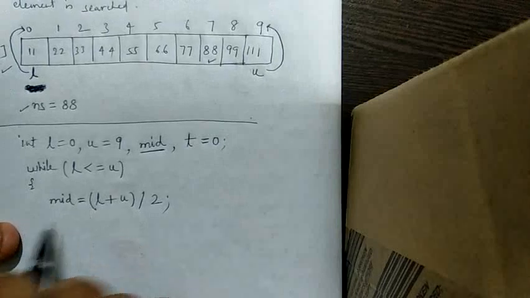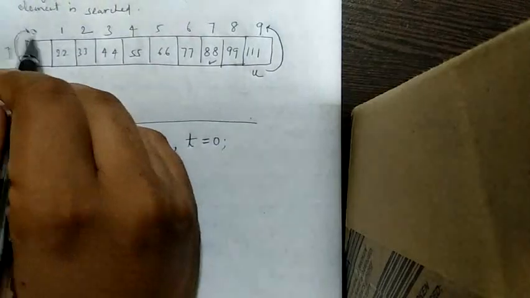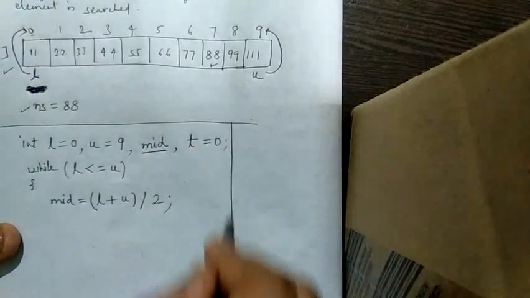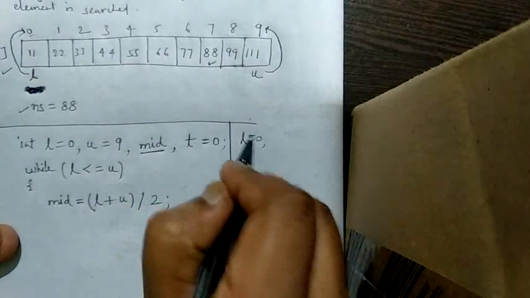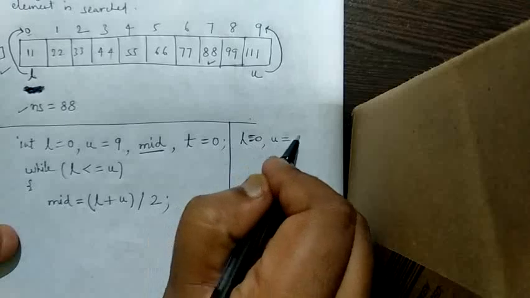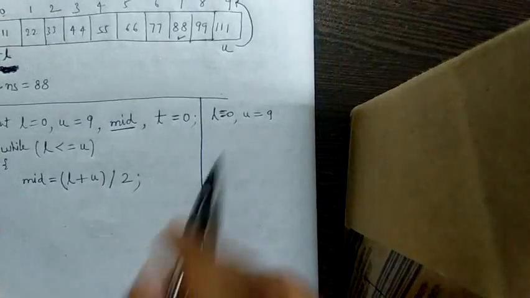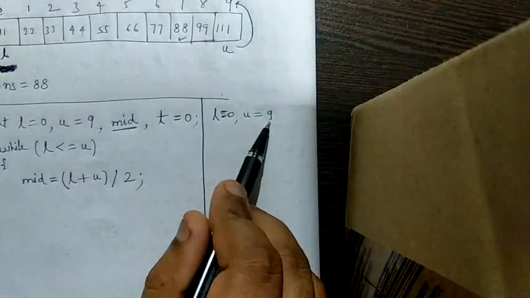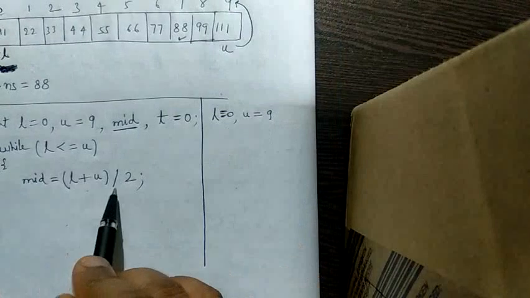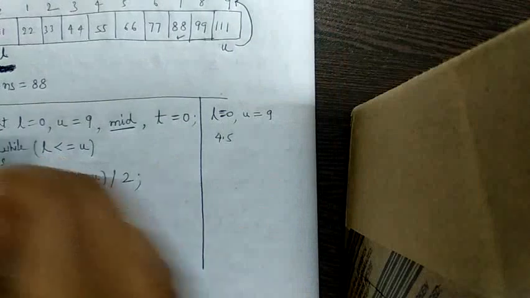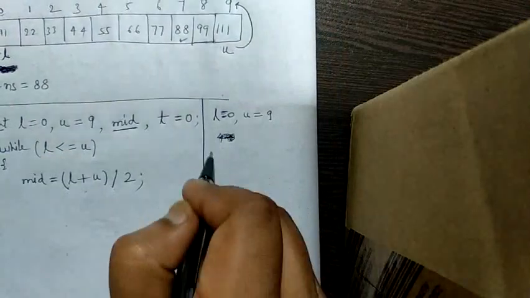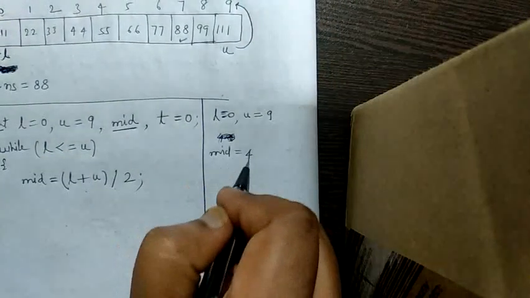Now you can see here, L value is how much? 0. So L is 0, U is 9. So 0 plus 9, 9 by 2, how much? 9 by 2 is actually 4.5, but since we are taking it as integer, only 4. So we will get the mid value as 4. So this index number will be the mid position.